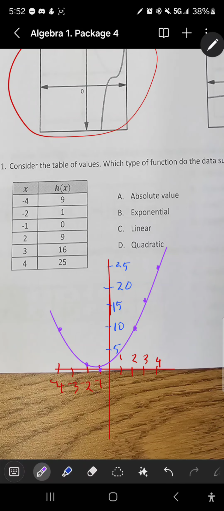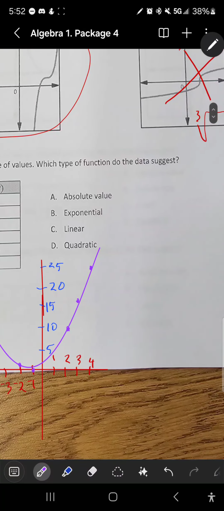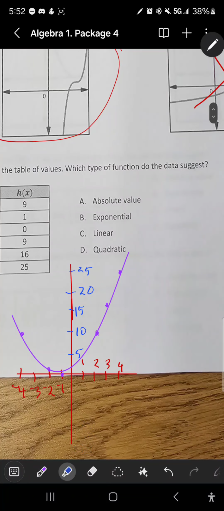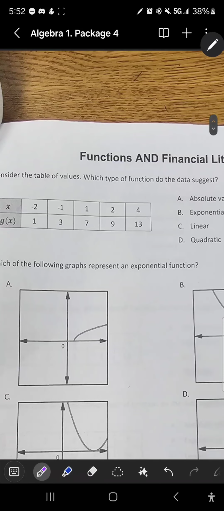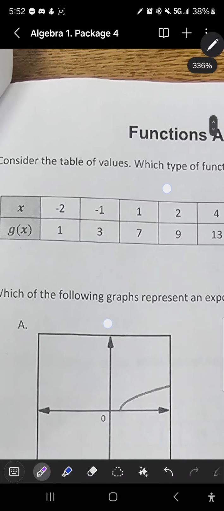So what do you think this figure is? We have drawn it many times. You can see that this is a quadratic because a linear looks like this. An exponential looks like this. And an absolute value is this one, which is any of the three. So let's continue. Consider the table of values. Which type of function does the data suggest? So this is just the same. We do the graph.